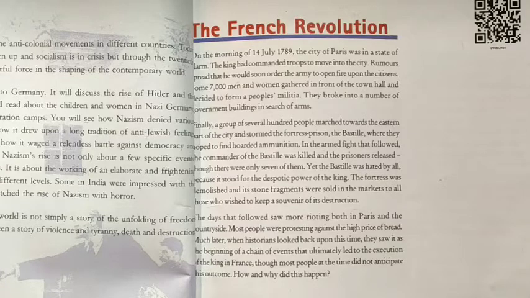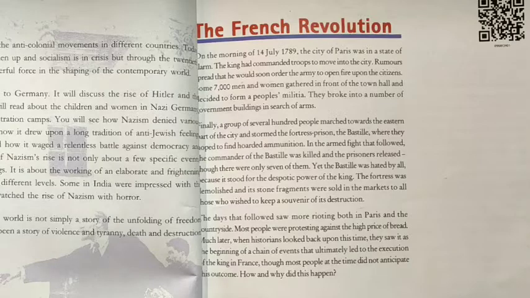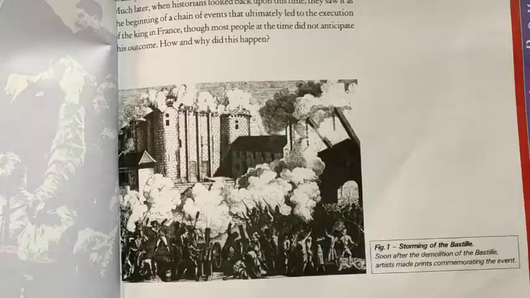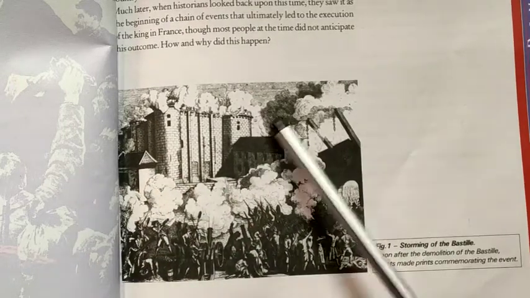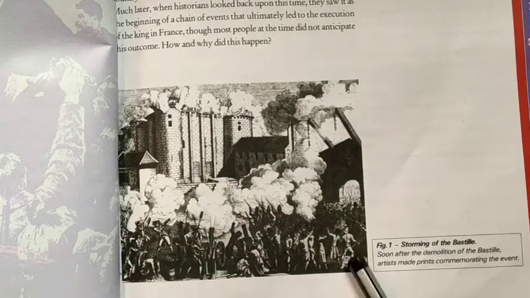First, they broke into a government building in search of weapons. They believed that there were some weapons in there. And secondly, the fortress Bastille was attacked. They killed the Bastille commander and the prisoners were also released. The fortress was also destroyed. You can see in the figure, the fortress is being demolished and the people here are fighting.